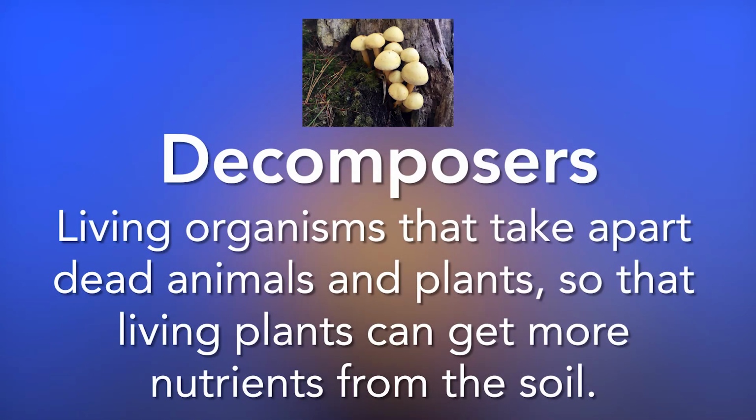Now that we have learned about producers and how they are the first part of the food chain, let's explore how consumers and decomposers fit in a food chain. Because our focus will be on consumers for today's project, let's begin by learning about decomposers. So decomposers are living organisms that take apart dead animals and plants so that living plants can get more nutrients from the soil. Decomposers are living organisms such as fungi, worms, mushrooms, and snails.